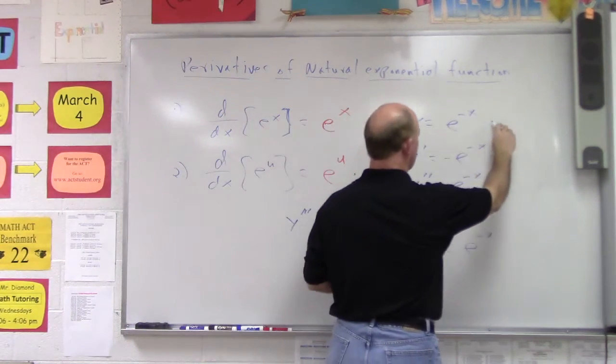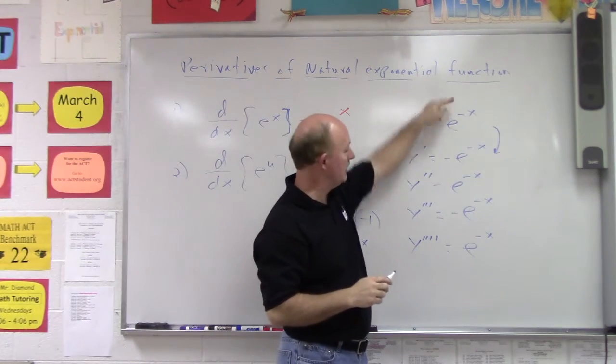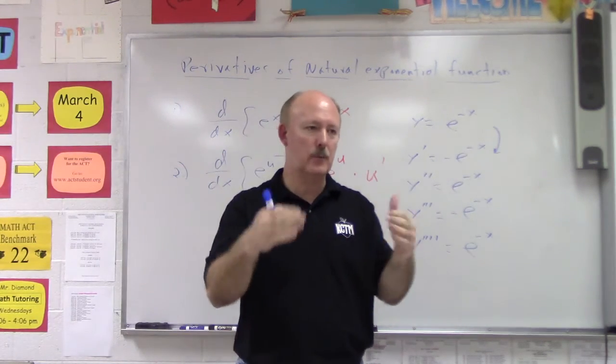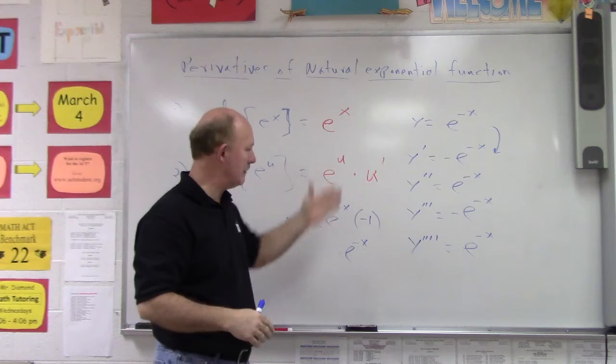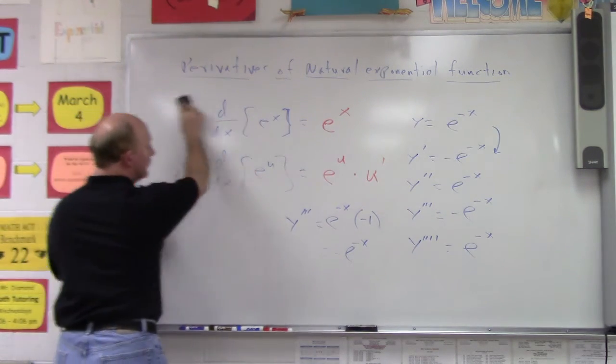So the derivative of e to the negative x is negative e to the negative x. You need to remember that. Once you know that derivative, we don't have to keep doing this process over and over again. So let's try a couple of problems.